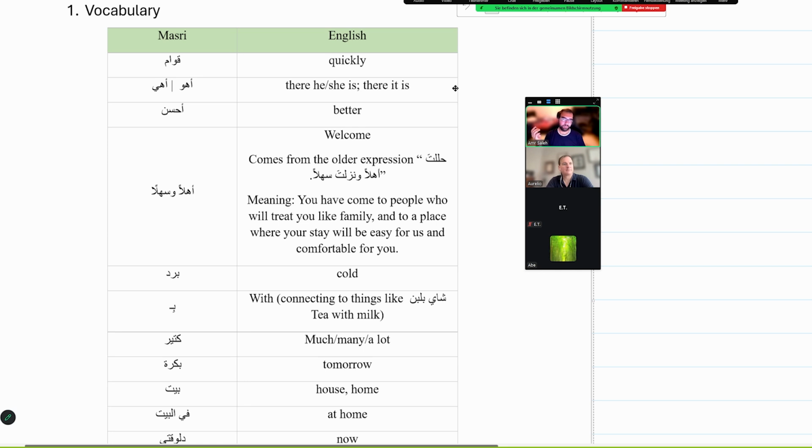Then we have aho and ahi, which means there he is, there it is, or there she is. It's basically an MSA particle that means like yeah, oh. That's a different way of saying it. So in MSA you have yeah, and not using a particle at all. In Masri we only use the yeah particle to call someone, but here the other particle kind of stuck. So aho, or ahi. That's where it comes from.